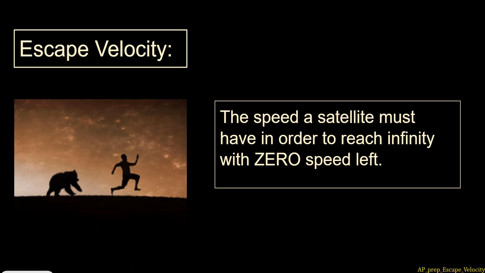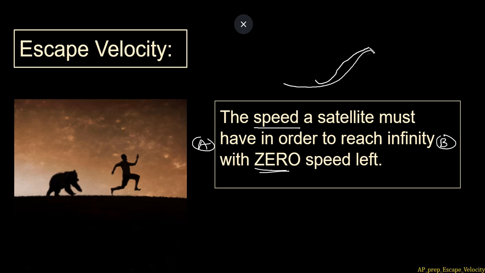Okay, so please write this down. Definition of the escape velocity of an object is what people mean when they say that. It's the speed that a satellite or an object must have at whatever point you're talking about in order to reach infinity, so the speed that you must have at point A in order to reach infinity, which is going to be point B, and just barely make it there with zero speed left. That's like saying a roller coaster just gets up over this hill and then falls back down. It just makes it to the top of the hill with zero speed.